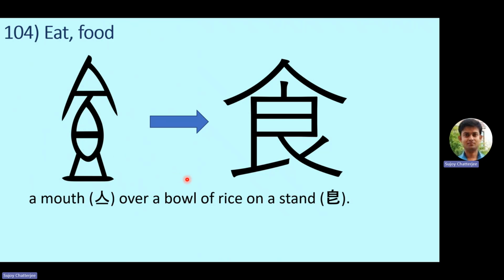And if you see here, this kanji character, it represents a bowl of rice on a stand. This is from the Chinese kanji characters. So this is the mouth, this portion, and this is the bowl of rice on a stand, this portion. So in the modern form also, this is the mouth portion and this is the bowl of rice on a stand. So this is how this symbol has evolved over the ages.